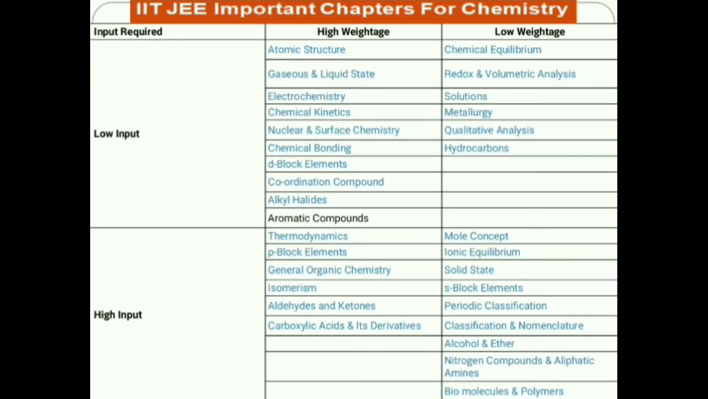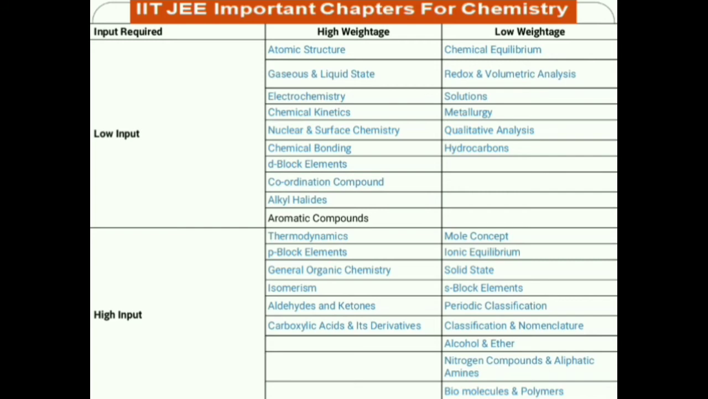In the same way we have divided chemistry as well. Low input and high weightage we will prefer first: atomic structure, the second chapter is gases and liquid state, then electrochemistry, chemical kinetics, nuclear and surface chemistry, chemical bonding, d block elements, coordination compounds, alkyl halide, aromatic compounds.